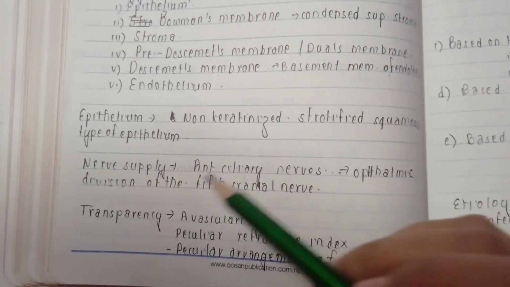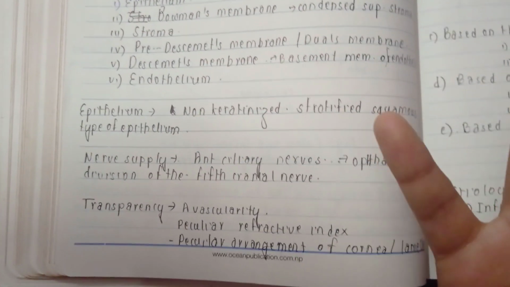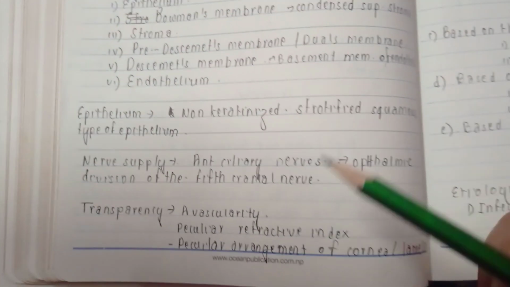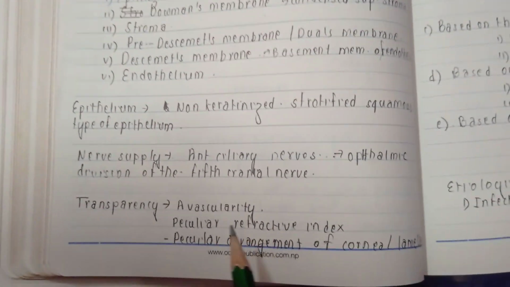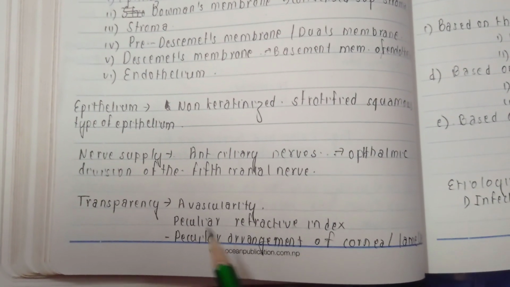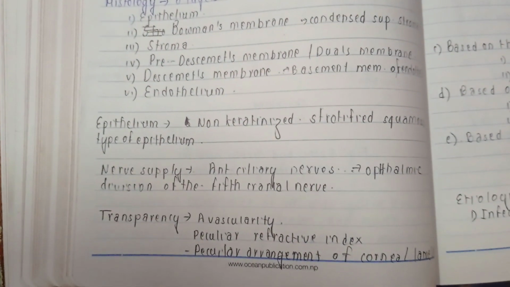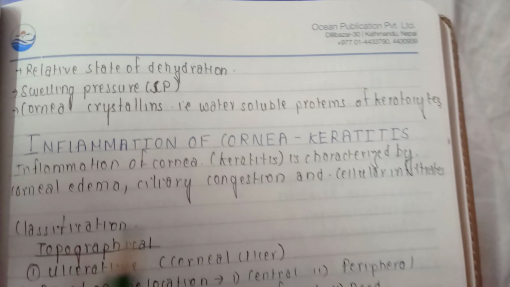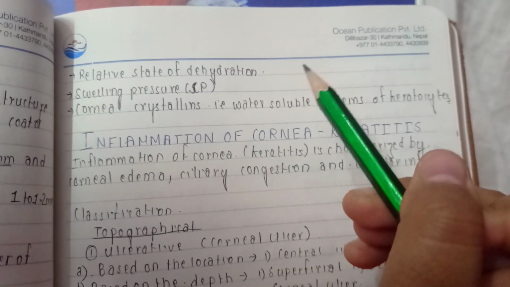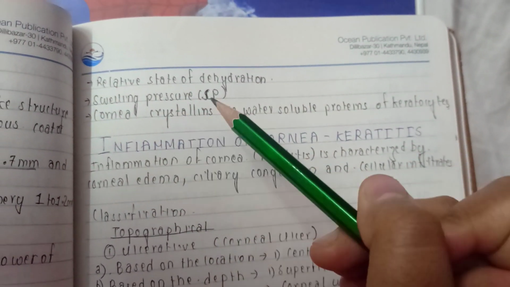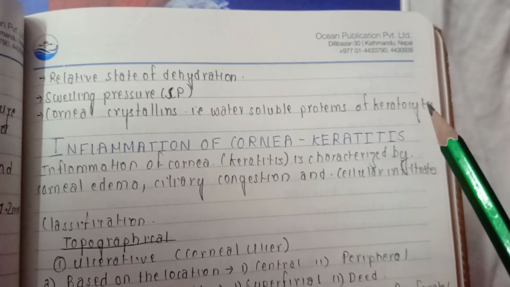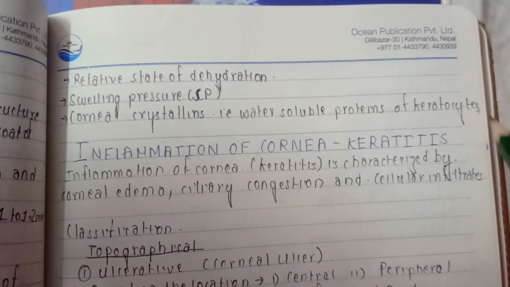Talking about its transparency, as I have already mentioned, it is avascular, and it has a peculiar refractive index, a peculiar arrangement of the corneal lamellae, a relative state of dehydration, swelling pressure, and corneal crystallins, that is, water soluble protein of keratocytes. This maintains the transparency of the cornea.